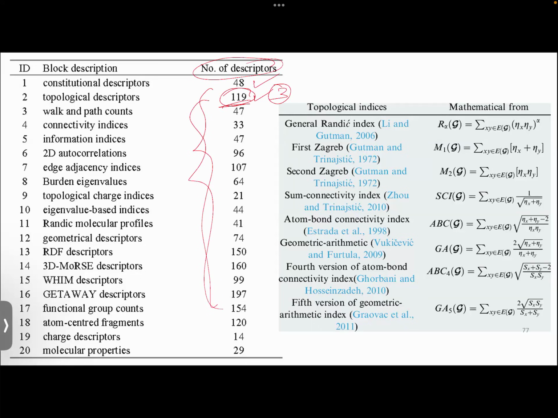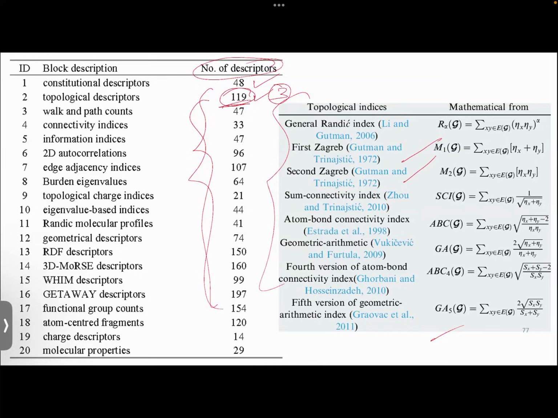So you can see that this is the Zagreb 1, second Zagreb. And there are various other topological indices, and these are the formulas. This is just for your information. So whatever you are studying in this is very, very minimal.